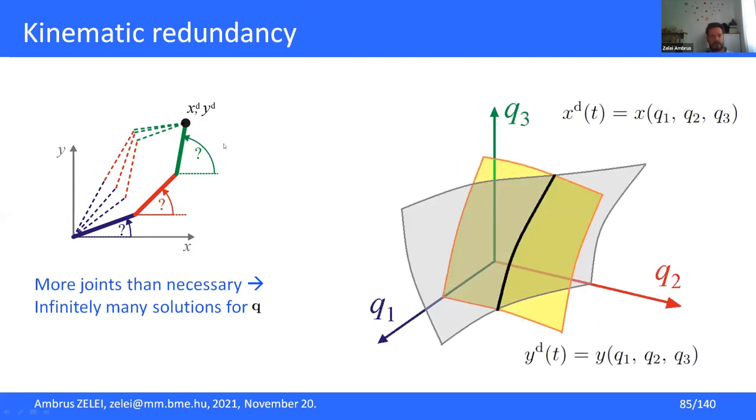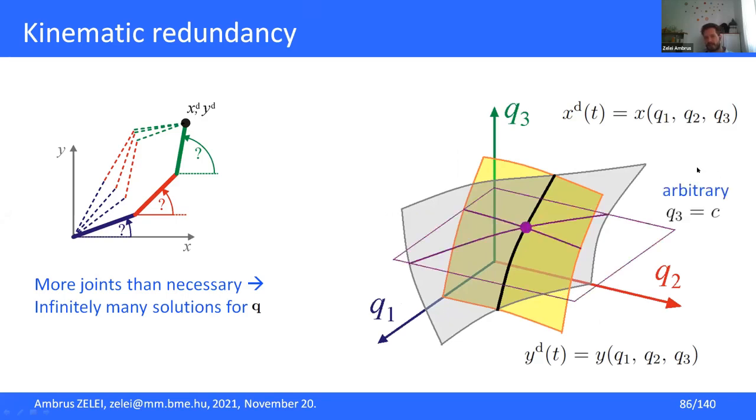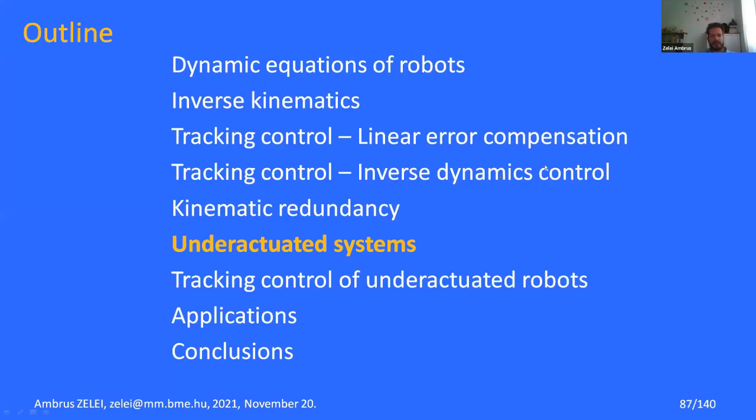And how can I choose my solution among the infinitely large number of possible solutions? We can introduce any equation we want; this is an arbitrary equation. Let's say we say that Q3 is a certain number, and then it will introduce another surface in this three-dimensional space, and finally the intersection of the three surfaces will be one single point. So after introducing one extra equation, I will have a unique solution for my problem. So this is kinematic redundancy, and soon we will see why that is important in case of underactuated systems.